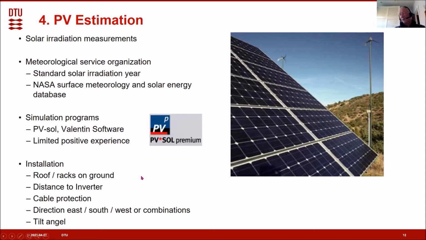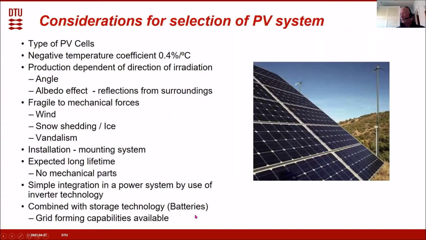Then considerations about how to install, roof, rack mount, distance to inverter, cable protection, and the direction of the system, and the tilt angle, of course. In the same way, these considerations for selecting a PV system, type of PV cell, we have this negative temperature coefficient. It is helpful, especially in Greenland, where we have low temperatures, so it gives a higher production.